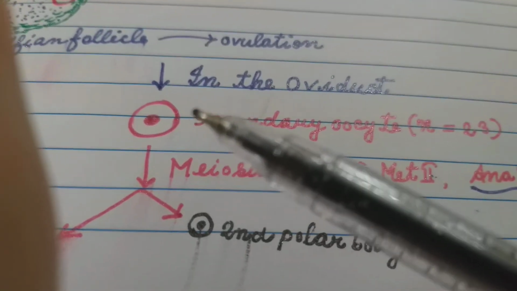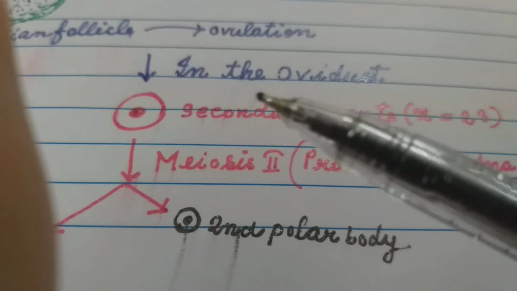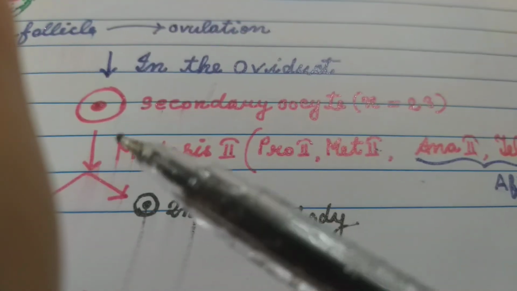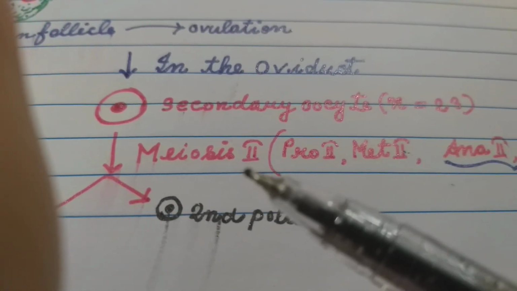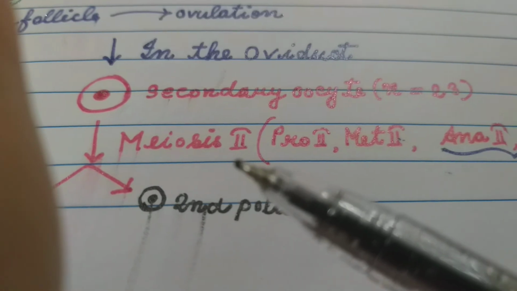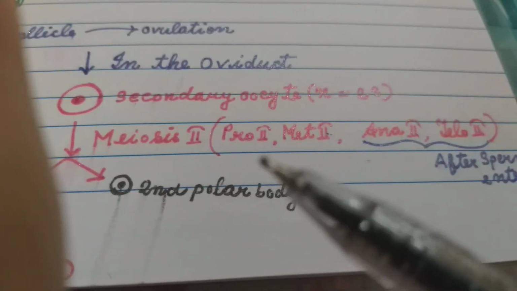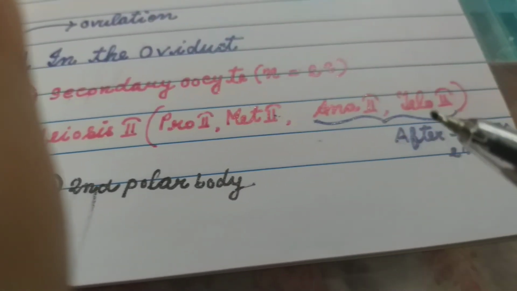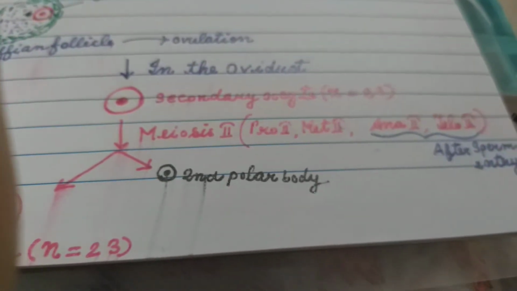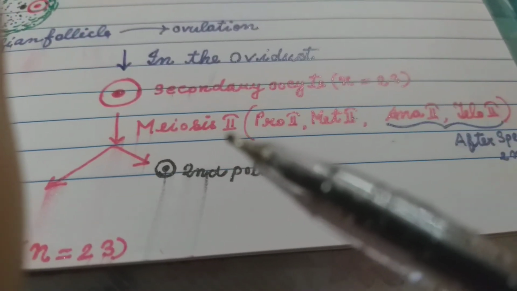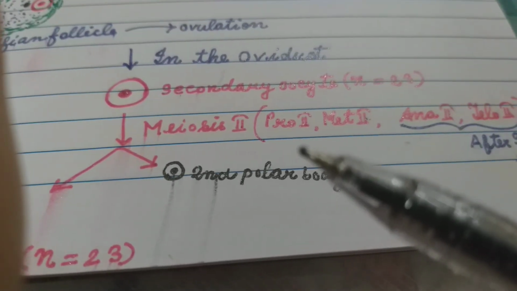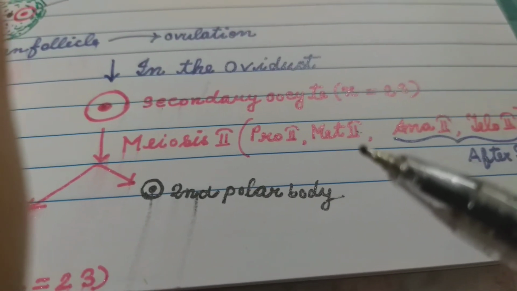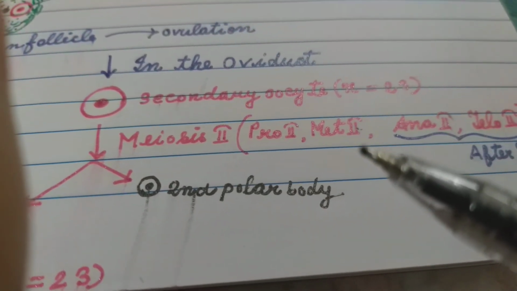The secondary oocyte has reached the oviduct. Now in the oviduct, what happens? In the oviduct, the secondary oocyte begins second meiosis, meiosis 2. Meiosis 2 again consists of the following substages: prophase 2, metaphase 2, anaphase 2, telophase 2. Please remember, meiosis 2 begins, but it is temporarily arrested after metaphase 2. Meiosis 2 is partially complete after metaphase 2 in the oviduct.